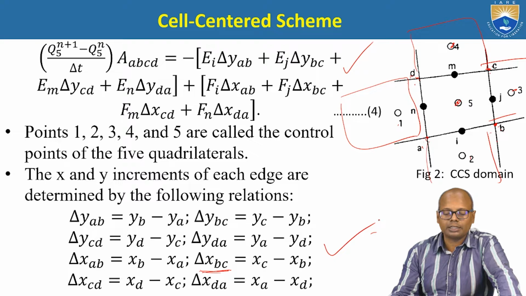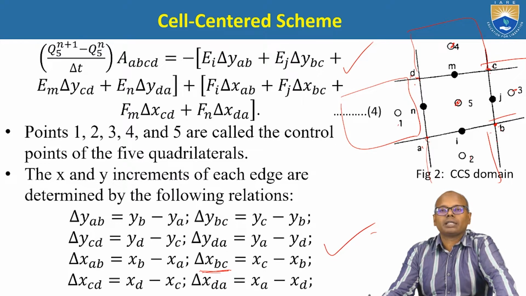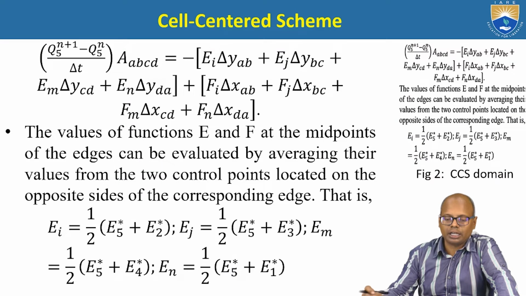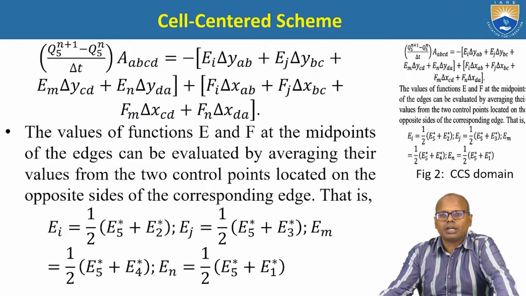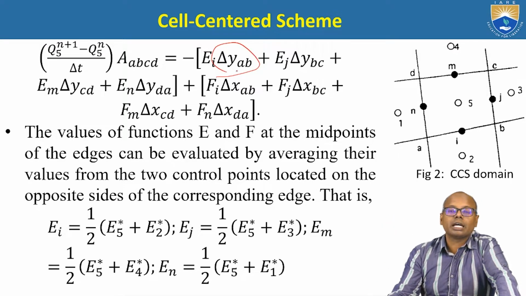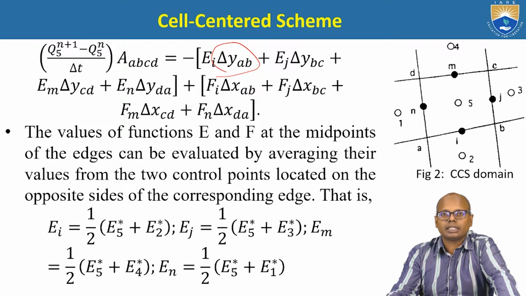Like that I can calculate these values of delta X, delta Y for AB, BC, CD and DA. So once I can calculate these values, I can substitute them and find out the values. Now, what are the values of functions E and F? So we have seen how to calculate delta Y AB, delta Y BC, delta Y CD, delta Y DA, like that.